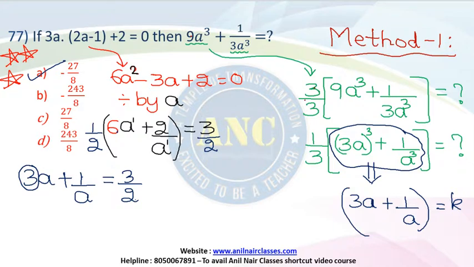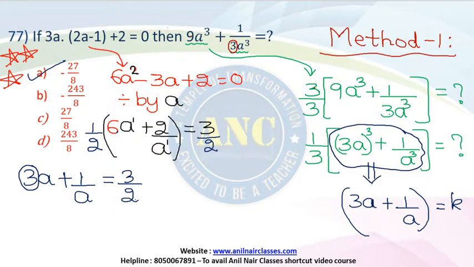There is some other way another student might think: why should I make 9 a perfect cube? I will make this 3 a perfect cube. That means I am more interested in making this denominator 3 become 27. Yes, that is another methodology. If 3 has to become 27, you should multiply the denominator by 9. If I multiply the denominator by 9, then the numerator also I should multiply by 9. So 9 into 3 becomes 27.